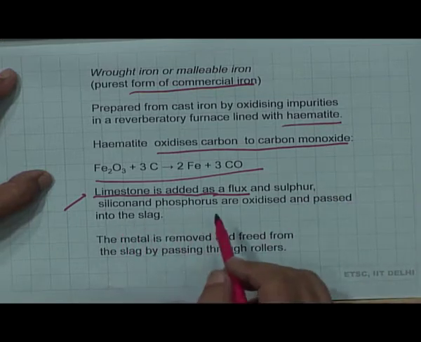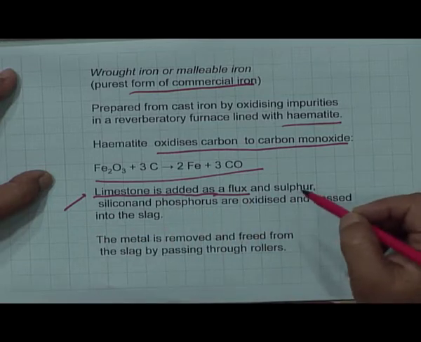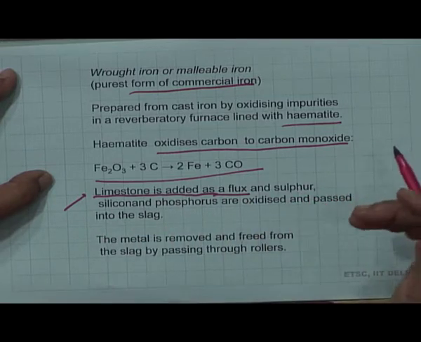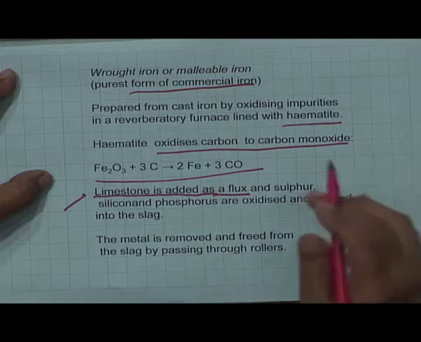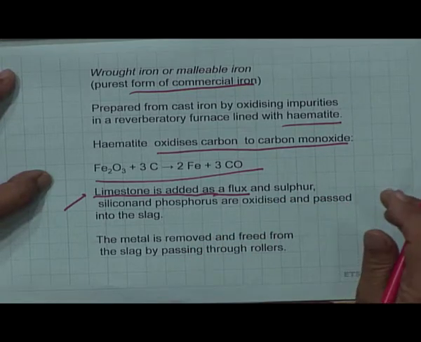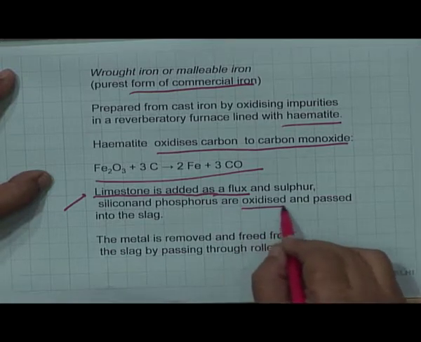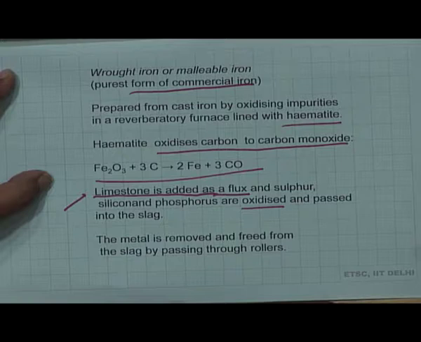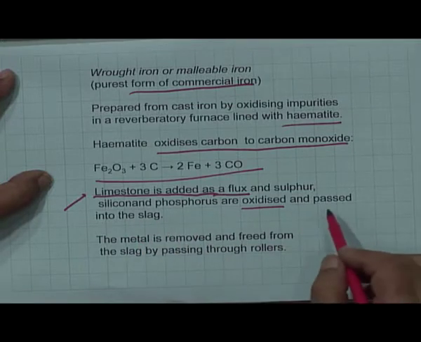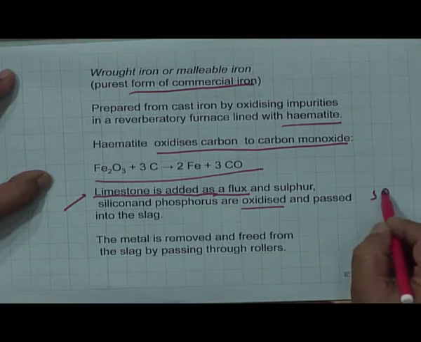So, to remove the impurities of silicon and phosphorus, this limestone is added here, and if by the way any small amount of silica is coming as an impurity because of imperfection in the process, that is also removed. Sulphur will be oxidized and it will be passed into the slag. Sulphur will be oxidized into what? Sulphur dioxide.